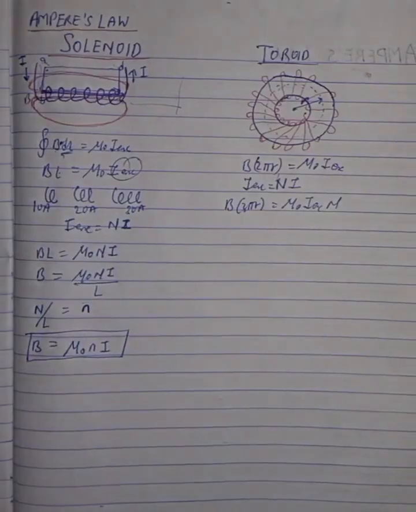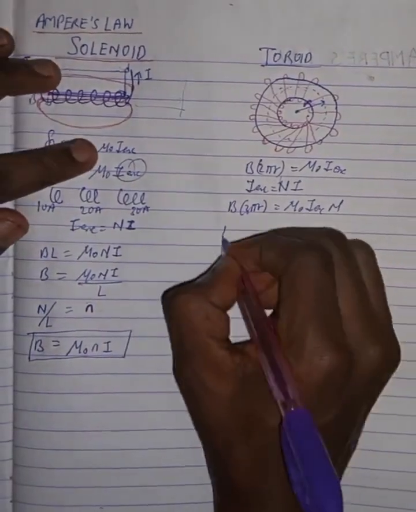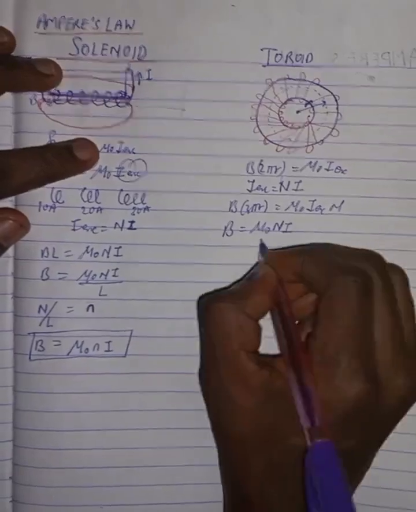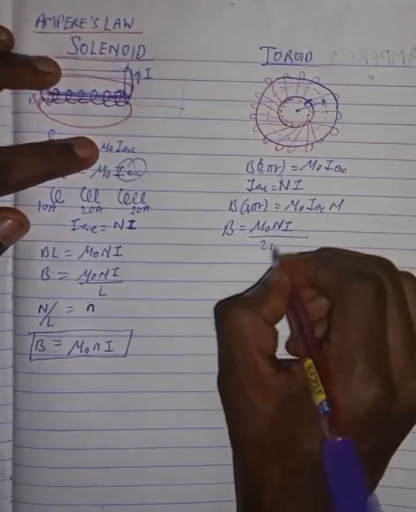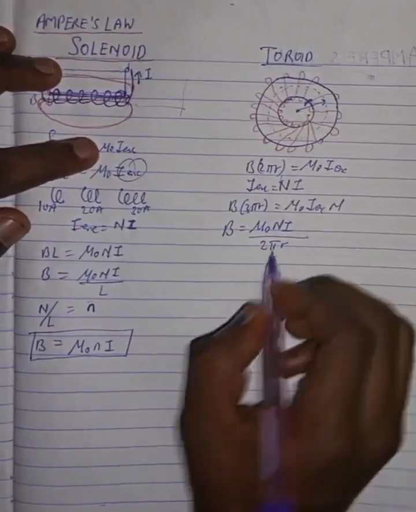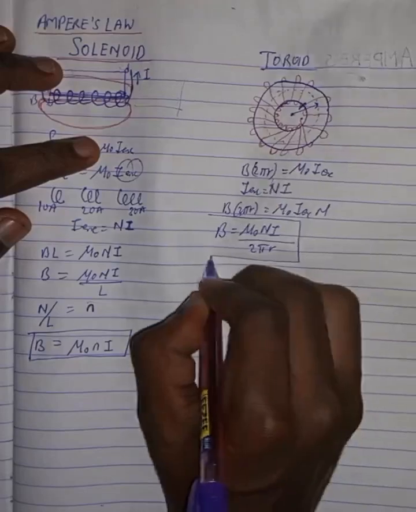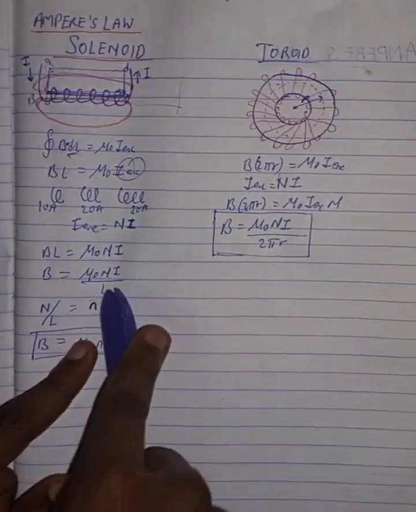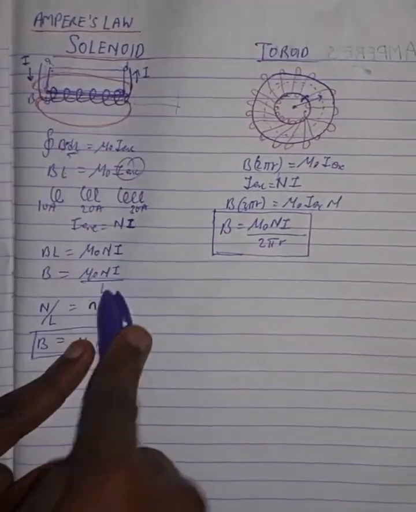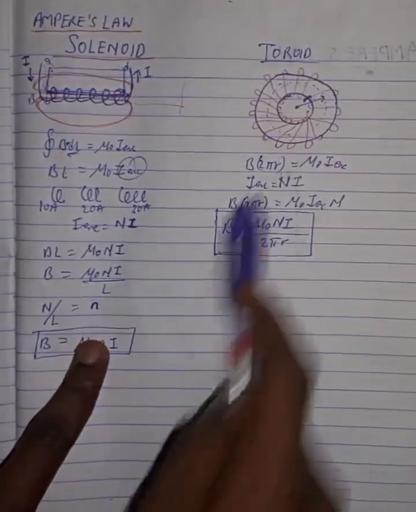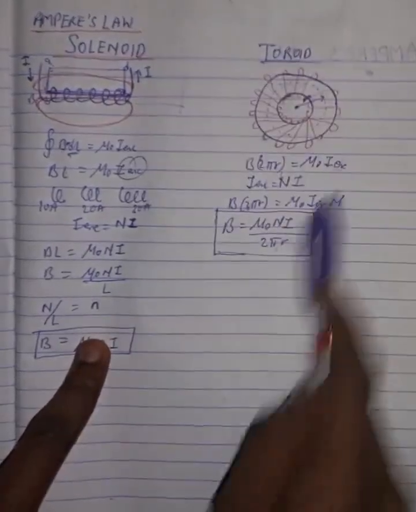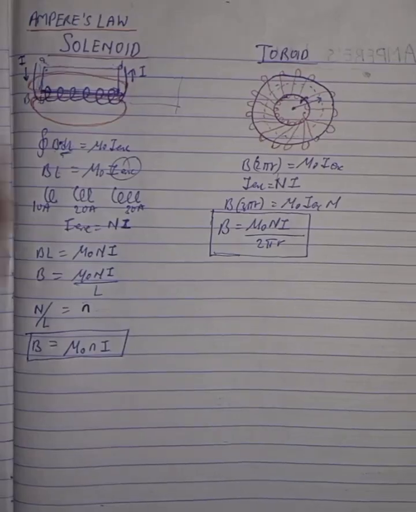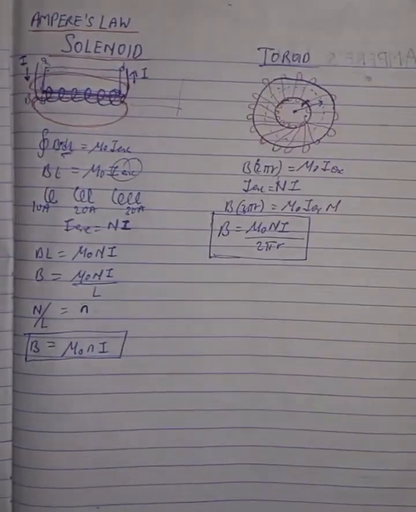So from here, the magnetic field should be equal to mu naught Ni all over 2 pi r. This is when you are dealing with a toroid. You can see that it's very simple. For a solenoid, we have L, which is the length, while for a toroid, instead of the length, we have the circumference of the circular part, which is 2 pi r. Your N is the number of turns. So that's the magnetic field due to a solenoid and a toroid. All right.